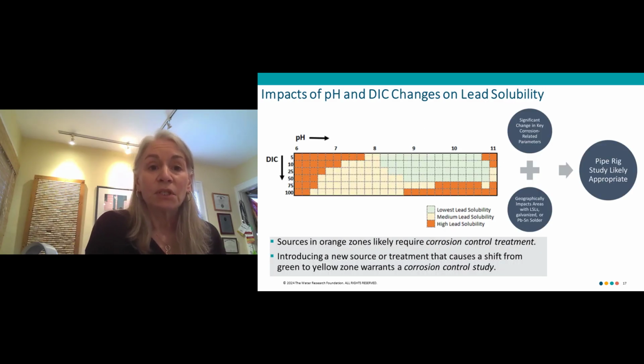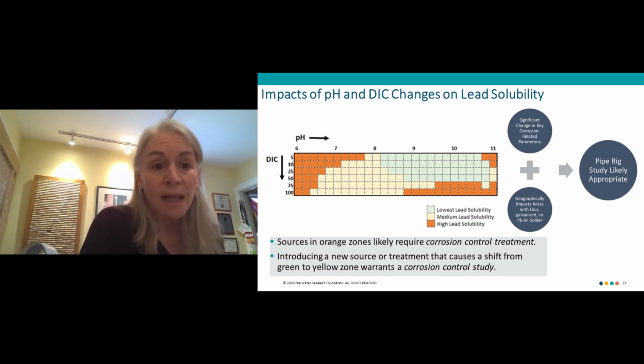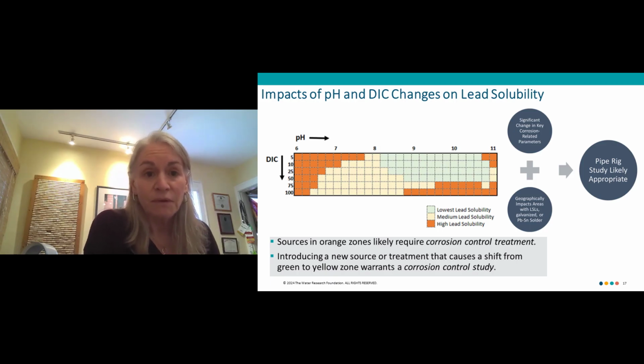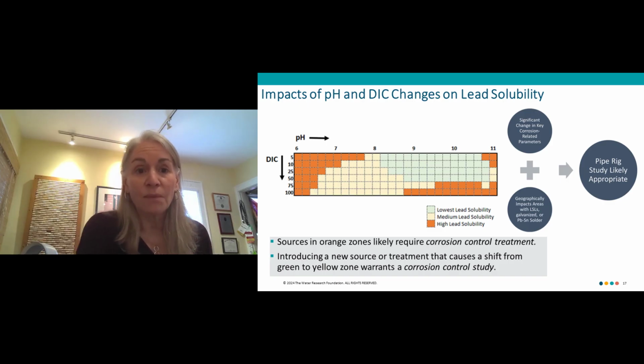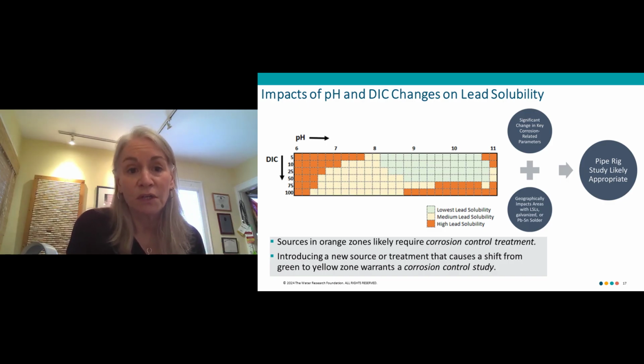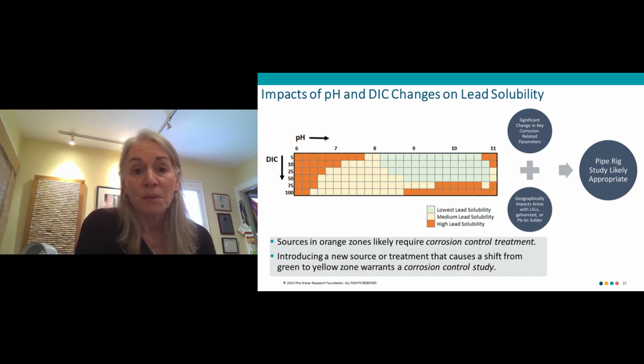Diving a little deeper into just the pH and DIC changes and their impacts on lead solubility, my colleague Verpi Salaziman with Confluence developed these graphics and the fact sheets I'm going to talk about. What we're trying to show here are what we consider safe, warning, and danger zones. If your combination of pH and dissolved inorganic carbon is in the green zone, and you are making a change that's going to keep you in the green zone, we would consider you probably safe. That's your lowest lead solubility zone.